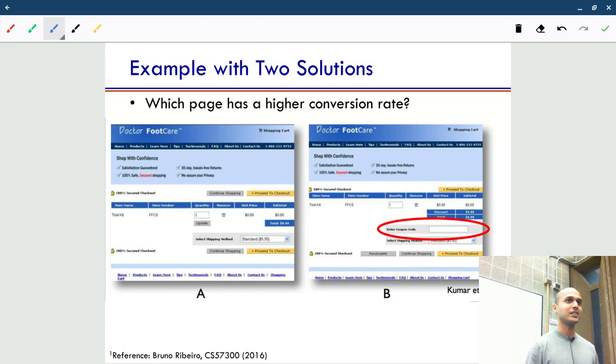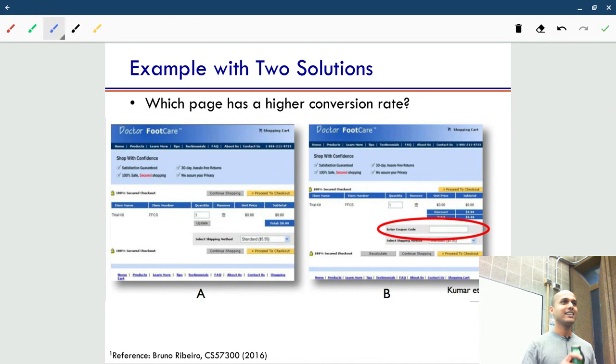So here's a one minute fun question. Which page has a higher conversion rate? Those who have already seen this, don't answer. There are two pages, and there's literally no difference except that one page has a coupon: enter a coupon code or something. They want to know which one will lead to higher conversion. In the team meeting they don't know, or they have some hypothesis but don't know, so they test it out in the market. Which one will have a higher conversion rate?